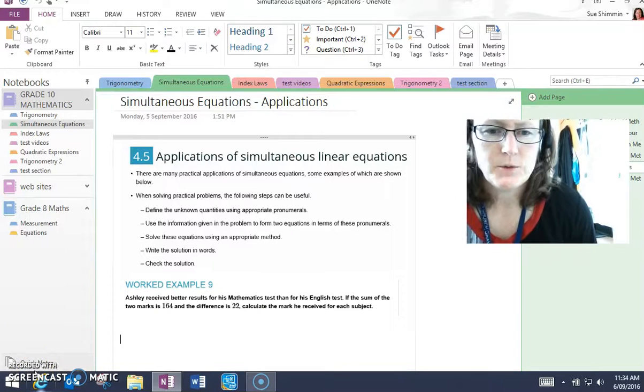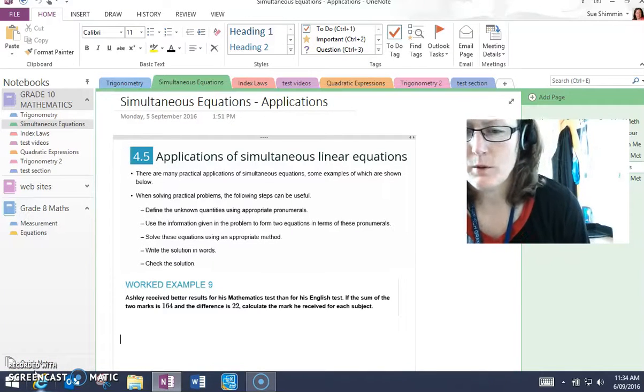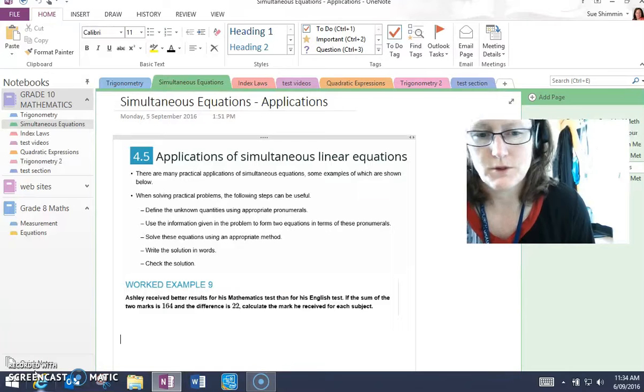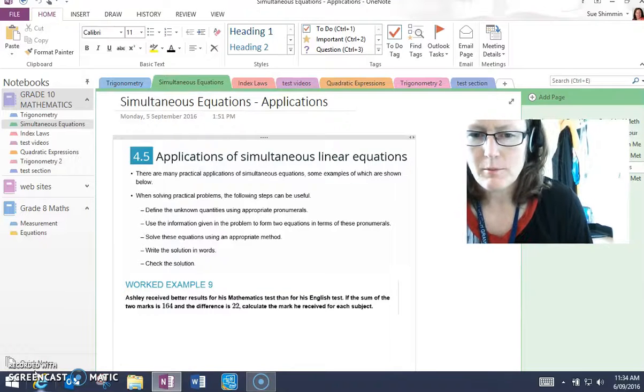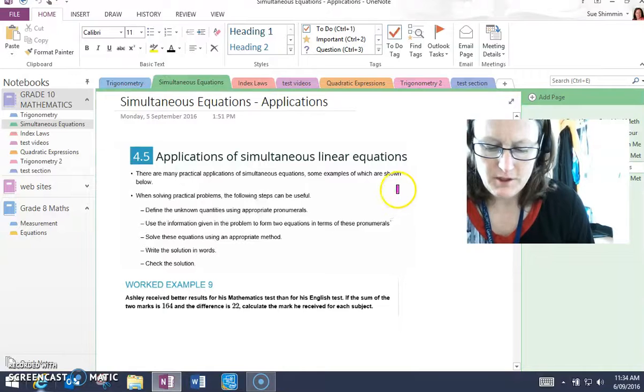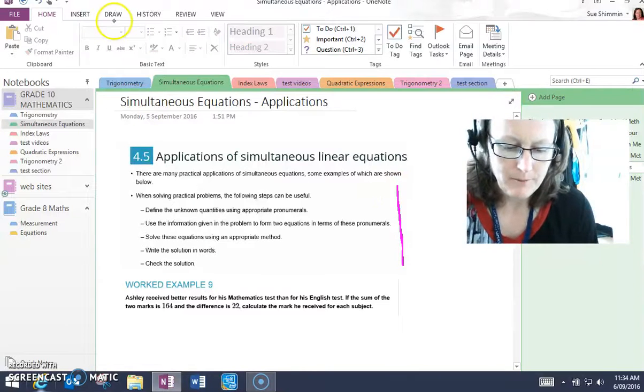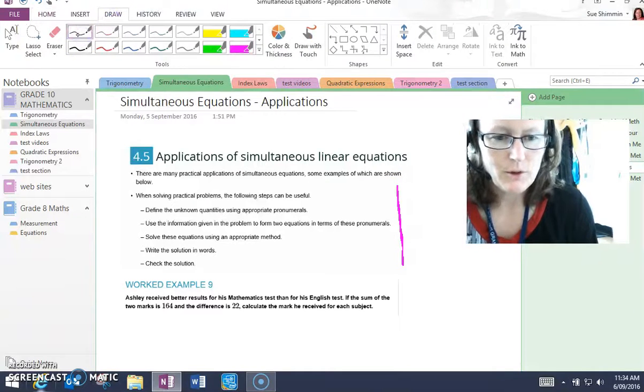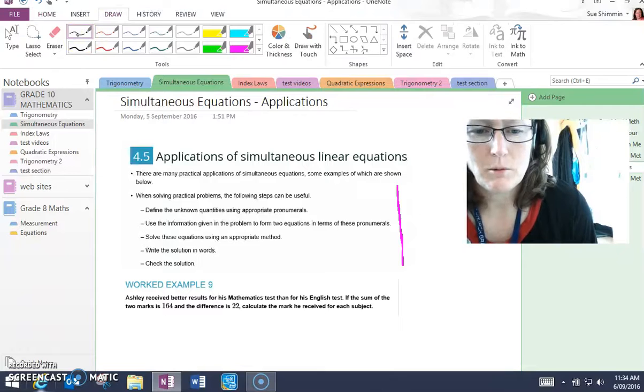Okay, the last video on simultaneous equations is looking at how we actually apply these to situations. There are many practical applications, some of which we'll show below. This here is from your textbook. It's really useful to look through the steps to use when solving practical problems.